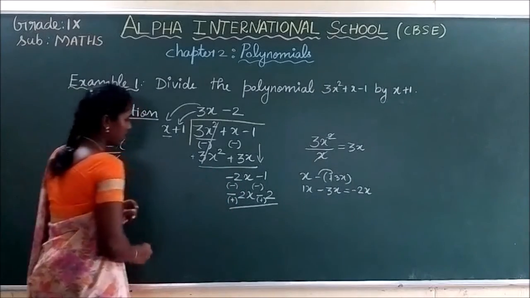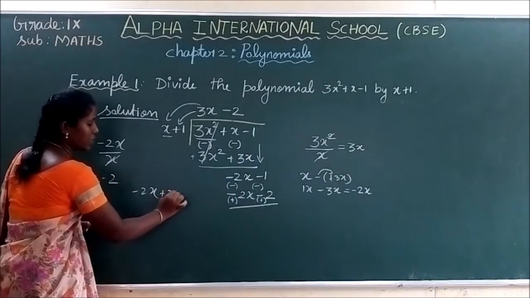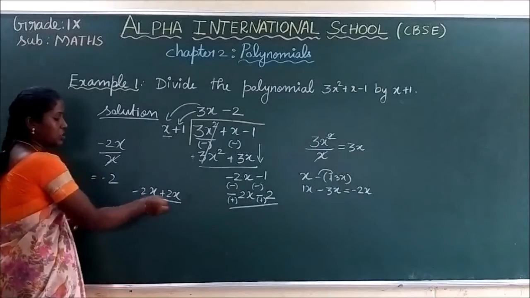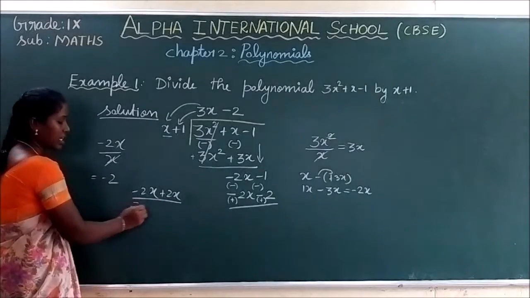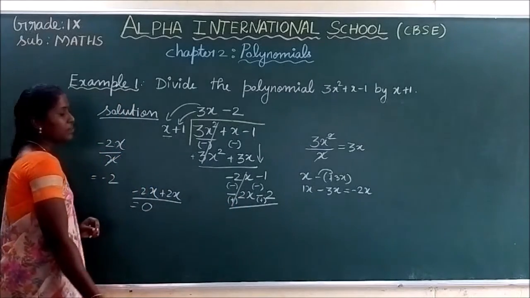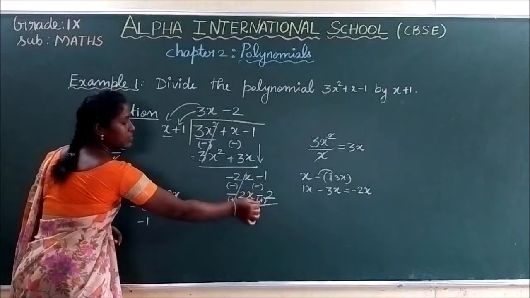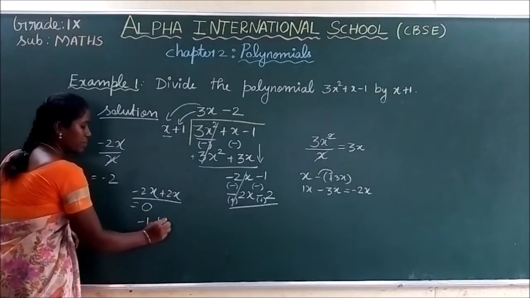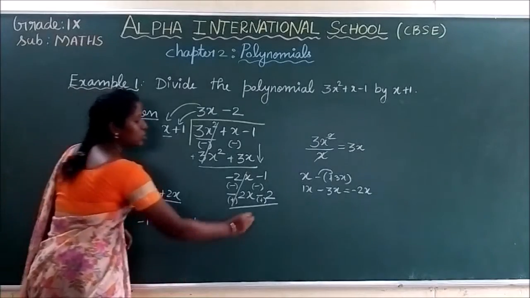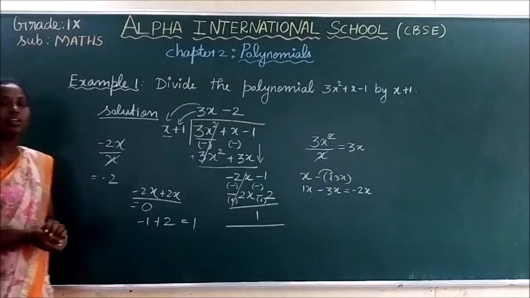Okay, now how is it getting? Minus 2x, minus into minus becomes plus 2x. So minus 2x plus 2x. What is the result we are getting? 0. So we can cancel these two numbers. Yes, and here minus 1, minus into minus will become plus. So minus 1 plus 2. What is the result of minus 1 plus 2? It is 1. So here it is 1. Finally we got a constant number, which is the remainder.